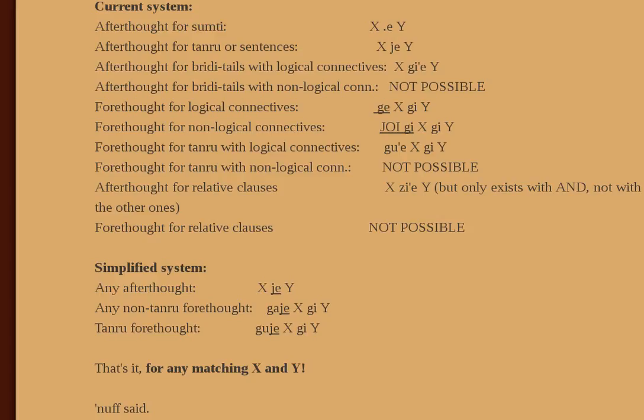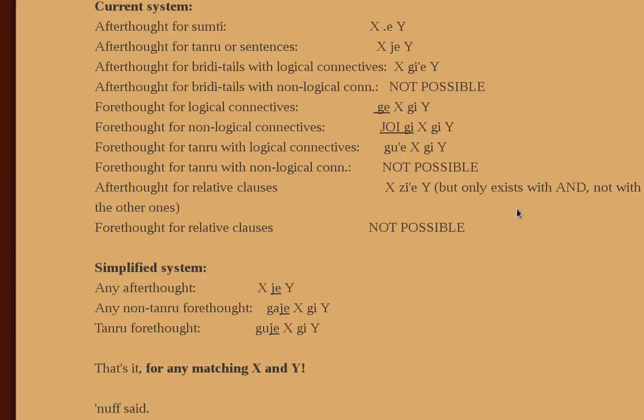So, and then forethought. I don't speak in forethought as much, but that's just my habit. But also, if you wanted to speak in forethought in the old system, you've got all these different ways to do it. If you want to, you say ga this, gi the other thing, or if it's a non-logical connective, then you say gi on both sides. Joi gi, whatever. And the forethought for tanru with non-logical connectives, you couldn't even do that.